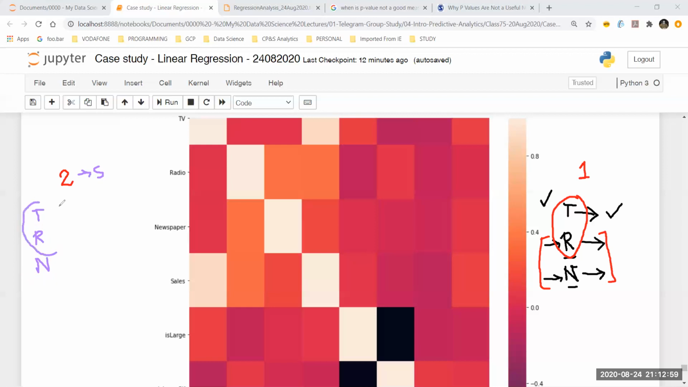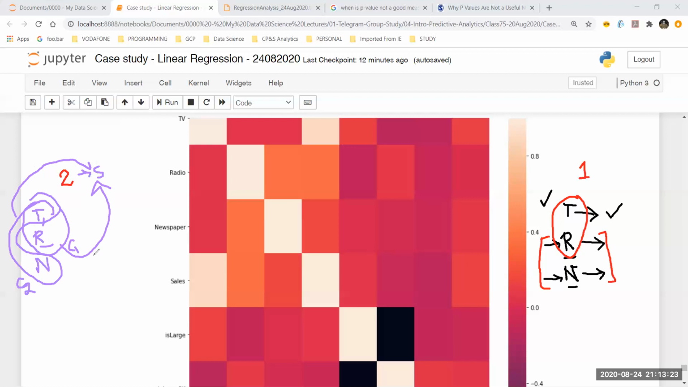I take a combination with TV and radio, and I take a combination with TV and newspaper. I create a model with each combination as opposed to sales. Let's say combination one refers to radio and TV, and combination two refers to TV and newspaper. I try to find out which one is a better model.